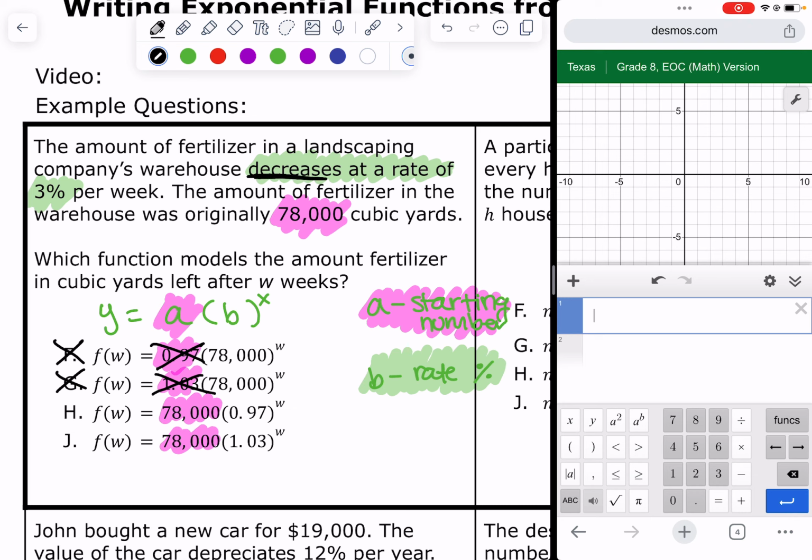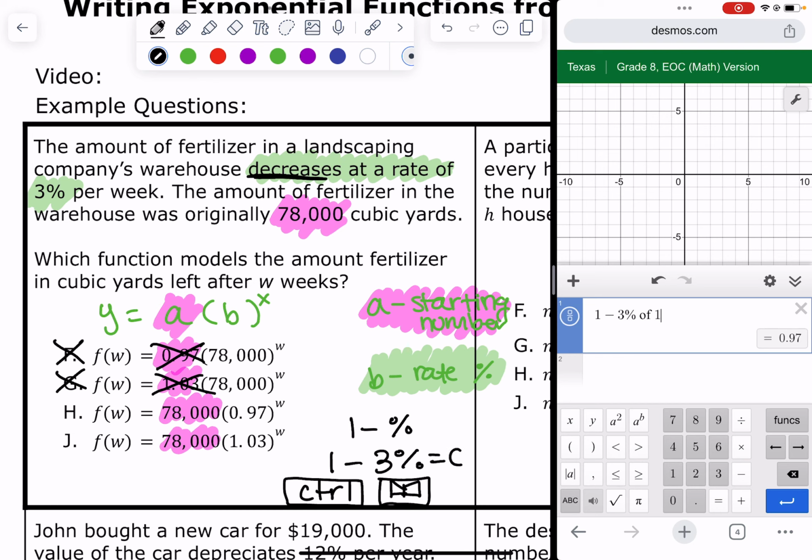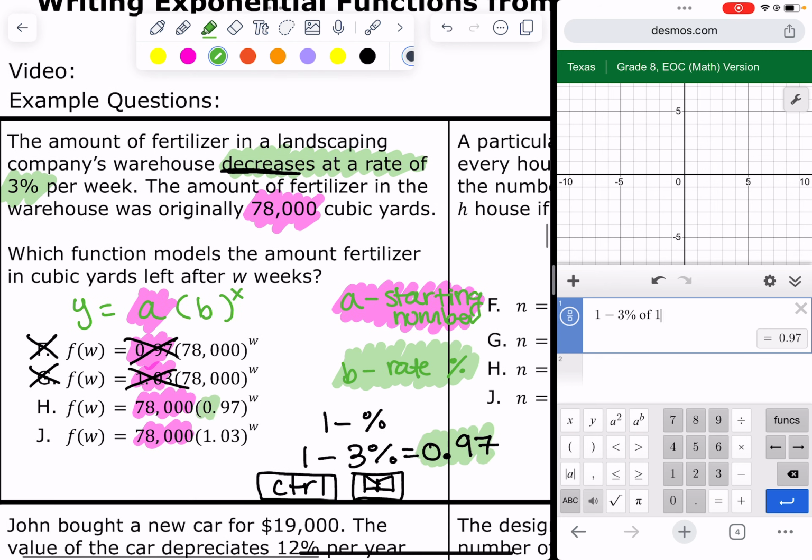So I see decrease. I know it's going to be 1 minus my percent. So I have 1 minus 3%. So usually you would do this in the calculator, but I only have decimals. 1 minus 3 percent, 1. So it gives us 0.97. And if I'm looking at 0.97, 0.97 should be inside the parentheses. So my only answer is H. J is not good. And that's how you do that one.